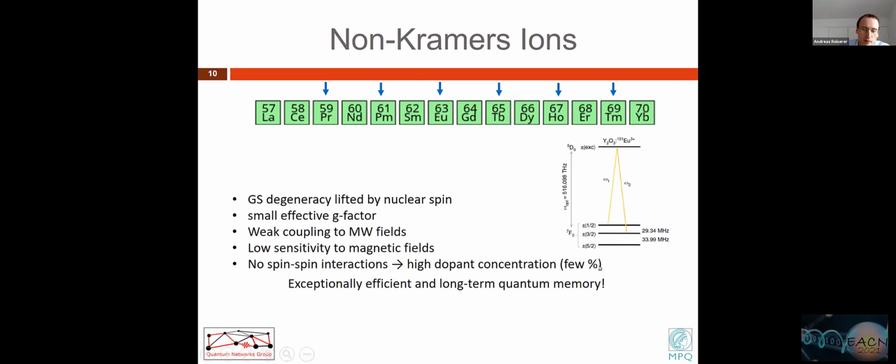So an efficient quantum memory. Efficient is possible because you have many ions that can absorb. And long-term coherence is given by the fact that the interaction with magnetic fields can be very low. Okay, but there's a disadvantage of those also. None of them operates at telecom wavelength, so you would need frequency conversion if you want to use those.